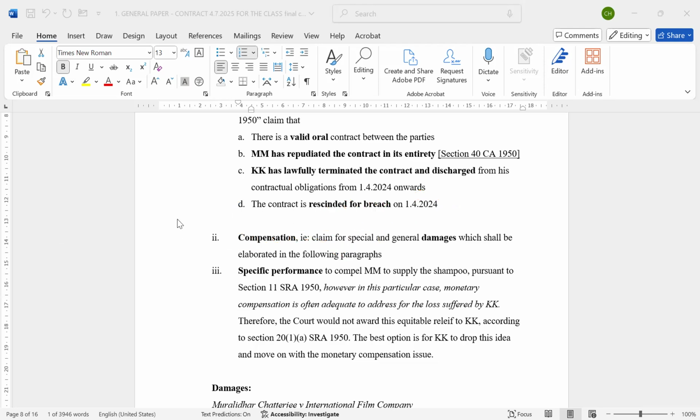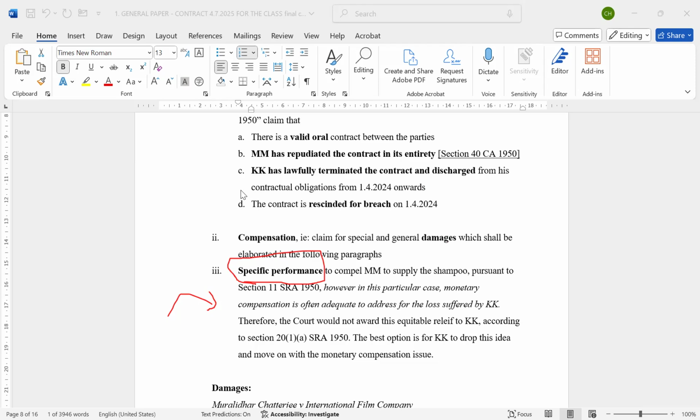And the second part is compensation. You can pray for special and general damages. That is monetary compensation, which will be elaborated in the following paragraph, because the second part of the question will invite you to talk about damages and the type, isn't it? As well as, don't forget, you are being given the Specific Relief Act during the examination. So make some use out of it.